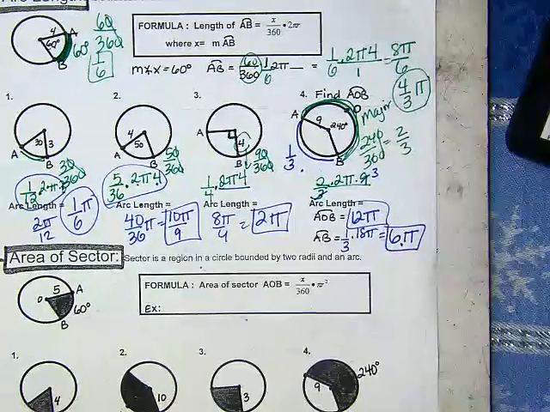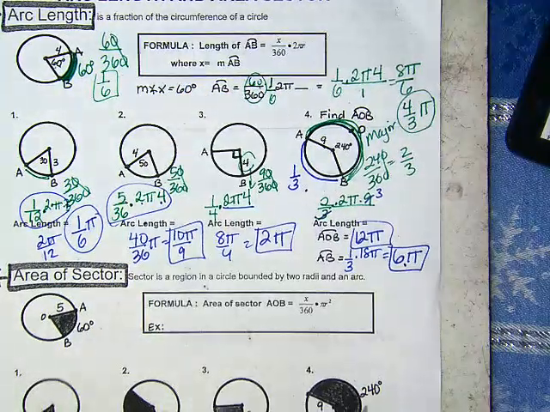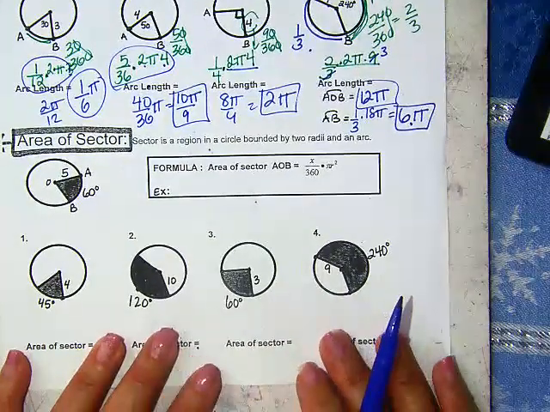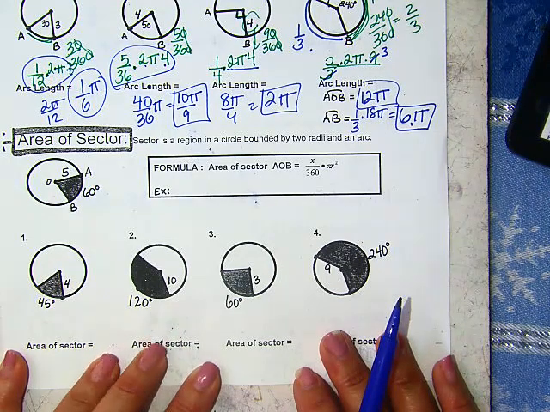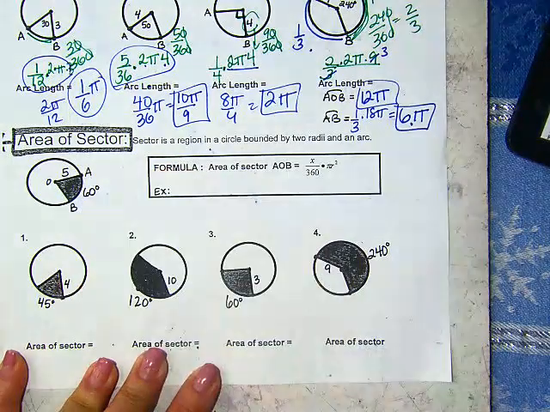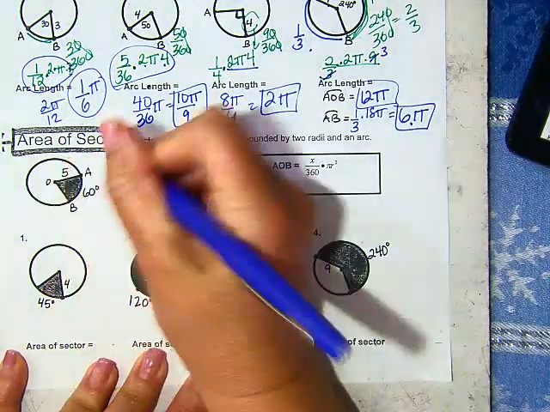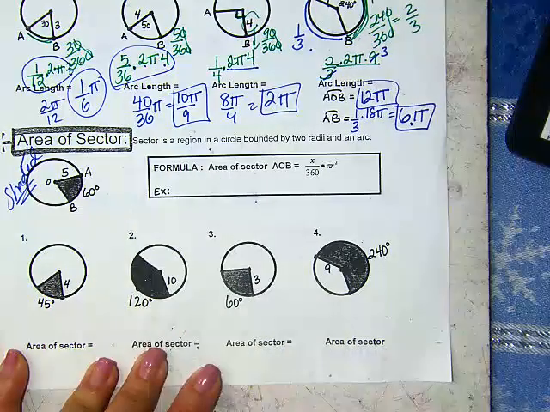Now, arc length is always using the circumference formula. Area of a sector is using the area formula. It's the exact same concept. The math is the same. You're finding which fraction of the circle is shaded here. Whenever it's shaded, you're going to use the area formula.